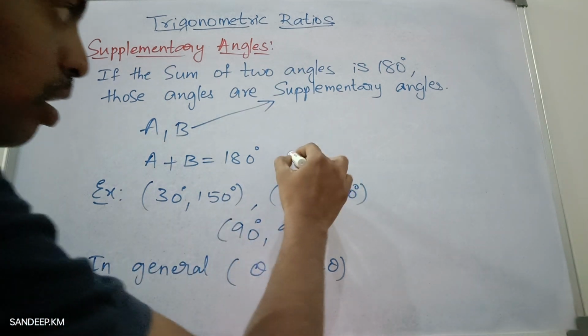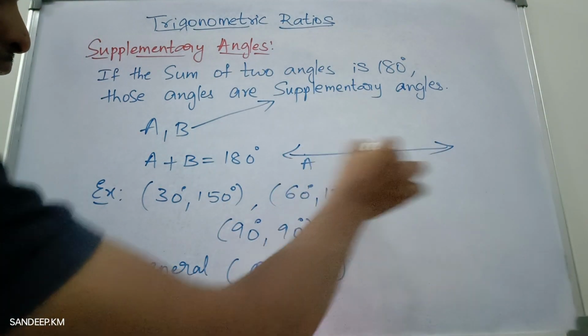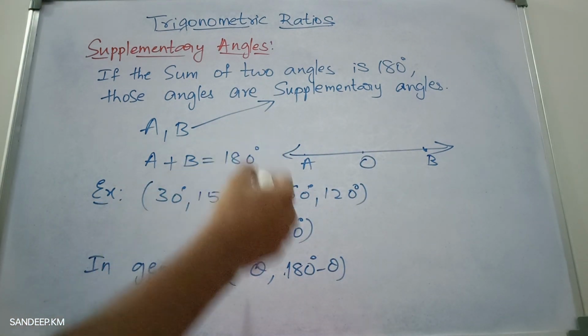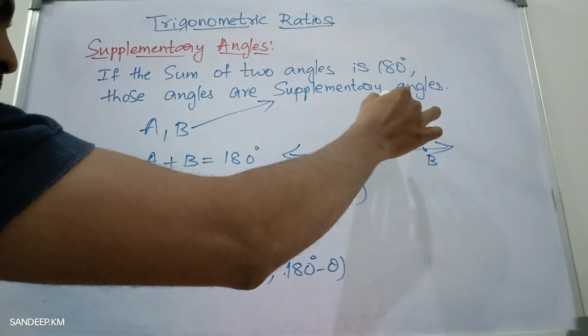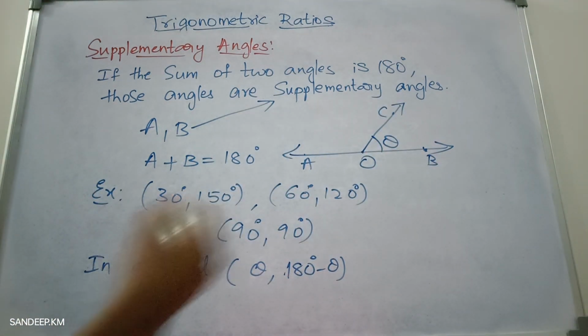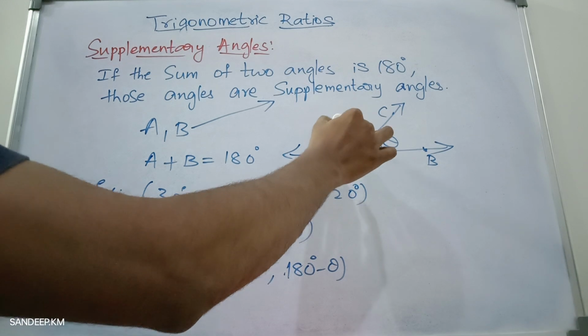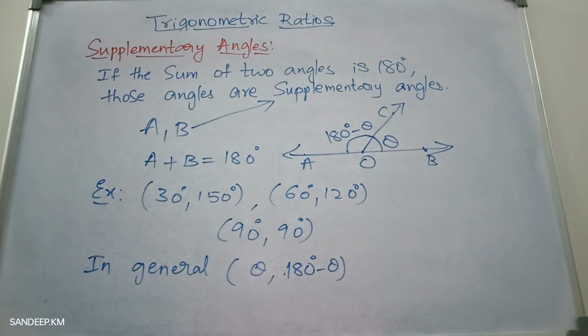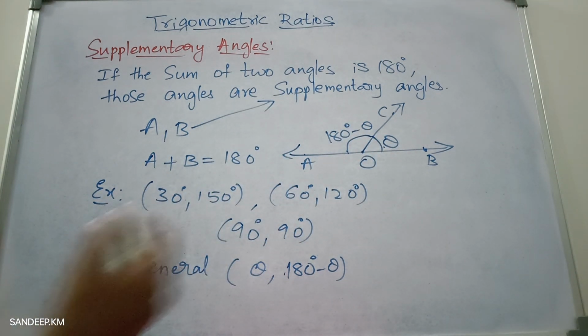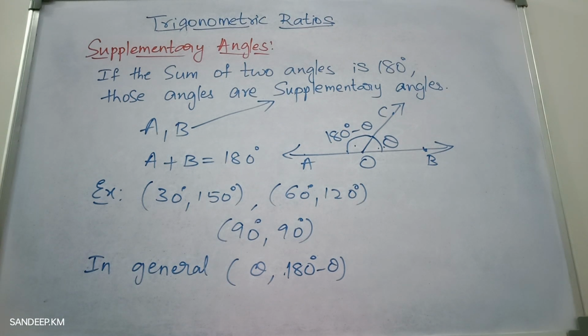Let me take a straight line AB and some point O on it. At this point, let me take another ray called OC. If angle BOC is theta, automatically this angle is 180 minus theta. You have learned this in the 9th standard lines and angles chapter: if one angle is theta, then the other angle is automatically 180 minus theta because these two form a linear pair. You should know what a linear pair is already. So this is about supplementary angles.